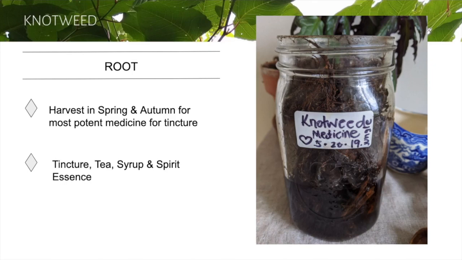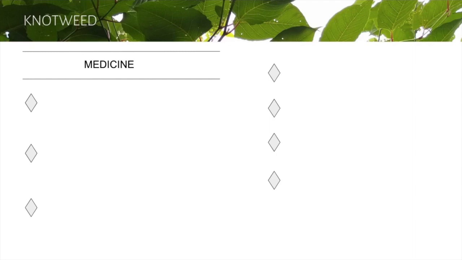And here we go. This is how you can use the root in tea, tincture, syrup, and a spirit essence. All plants you can use as a spirit essence, even poisonous ones, because with an essence you are only intaking the vibrational resonance of the plant, not any of the physical constituents. And so in next month's module, the vessel, you will be going in depth learning how to make tinctures, teas, syrups, and some other medicines. All right, let's get into the medicine of knotweed.